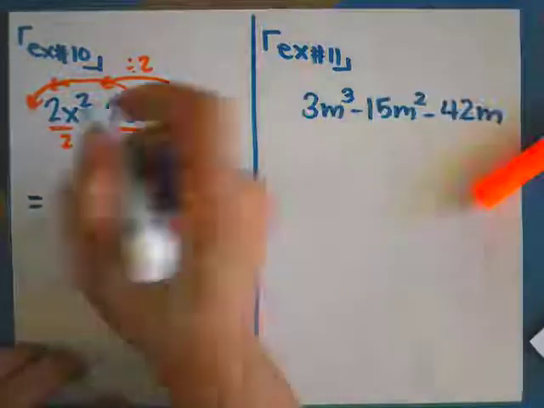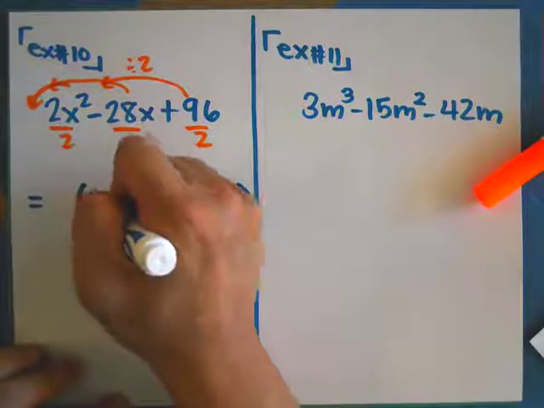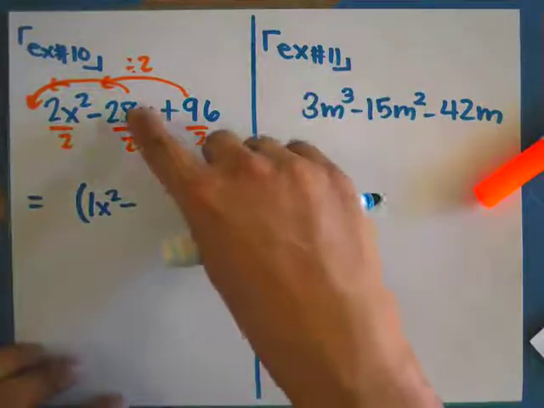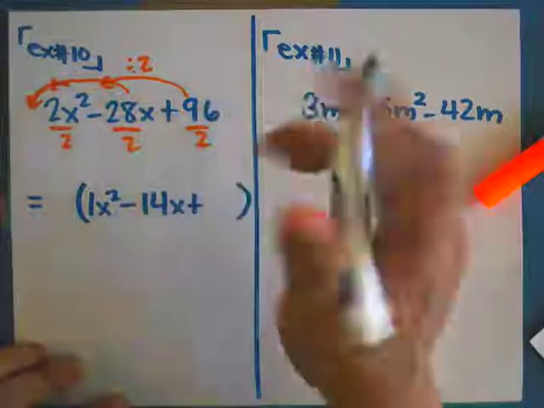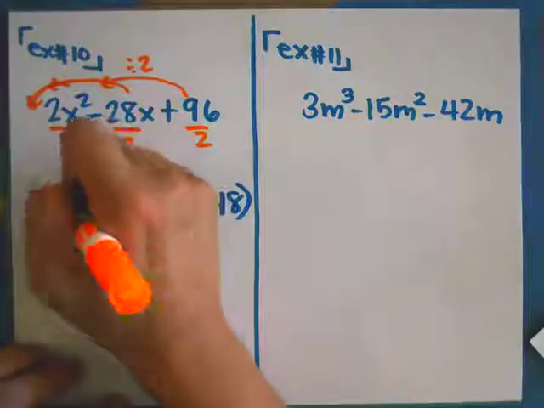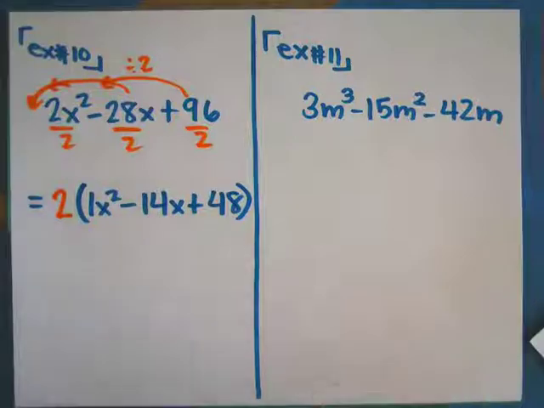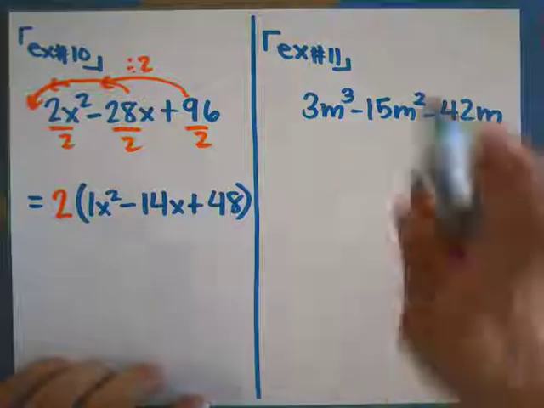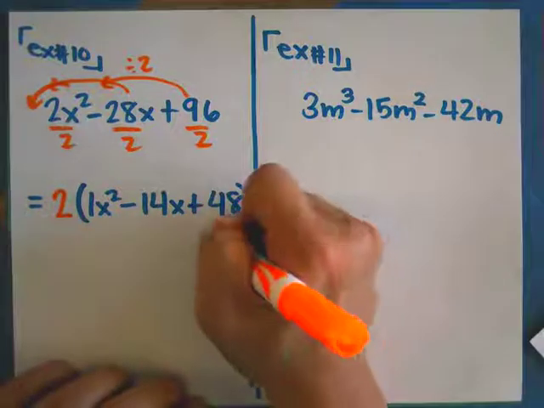If we factor out a 2, 2 divided by 2 is 1, so it's just going to be 1x squared, minus 28 divided by 2 is 14x, and then afterwards 96 divided by 2 is 48. Make sure you bring that 2 back on the left side, hence the reverse distribution arrows. It's a 1 in front of the x squared, so we can do what we've done in this video.